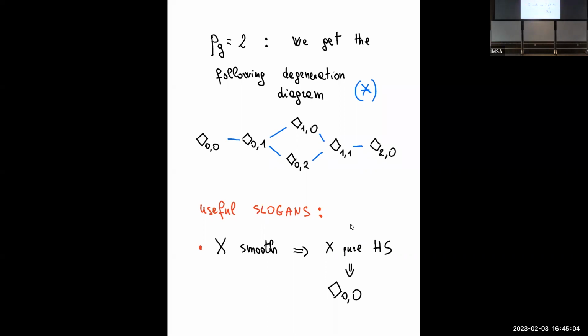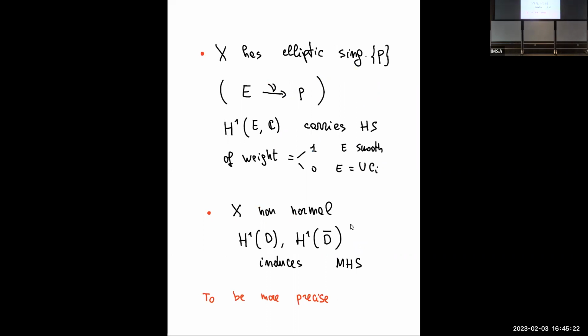And these are the slogans we use, and I'm going to explain them a little bit. The starting point is that if X is smooth or if it has canonical singularities, it has a pure Hodge structure, so it is the starting point, diamond (0,0). Then, if we have an elliptic singularity, and we consider the resolution, we have H1 is C, and this carries a Hodge structure of weight 1 if E is smooth. Otherwise, we obtain weight 0 if the elliptic curve is degenerate as a cycle of rational curves. And if X is non-normal, we have H1 of D and H1 of D bar, which induces a mixed Hodge structure.